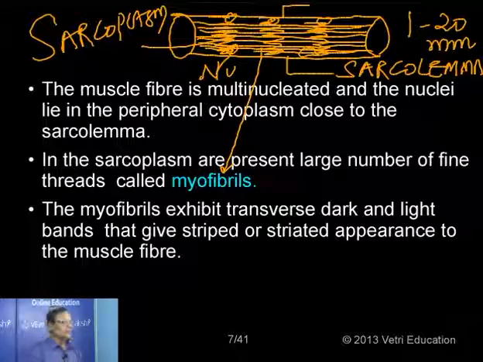Because of the presence of these thick and thin filaments in the myofibrils, you have a striped appearance on the surface of the muscle fiber, and hence it is called striated muscle or striped muscle. This is because of the alternate dark and light bands. This is the simplest organization, which we study in more detail in higher classes.